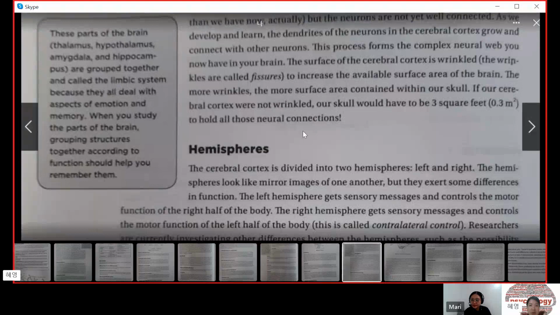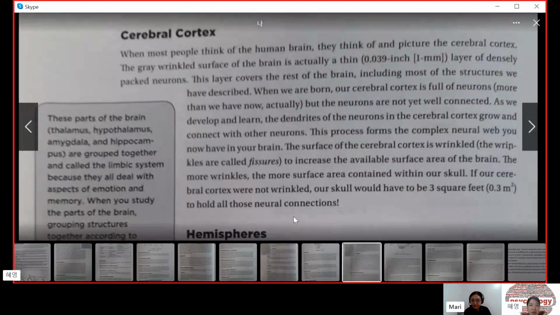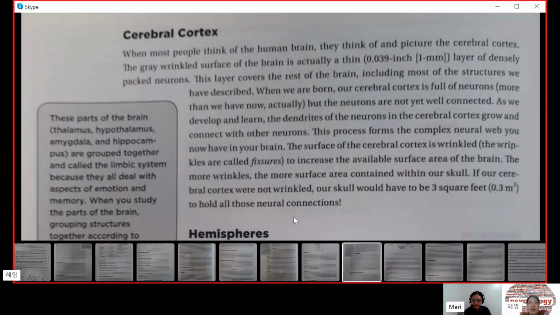So maybe we referred to the cerebral cortex a couple of times, but since it's been a while, let's continue. When most people think about the human brain, they think of and picture the cerebral cortex. It is the gray, wrinkled surface of the brain.